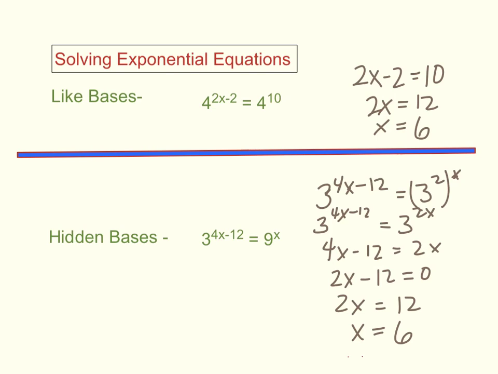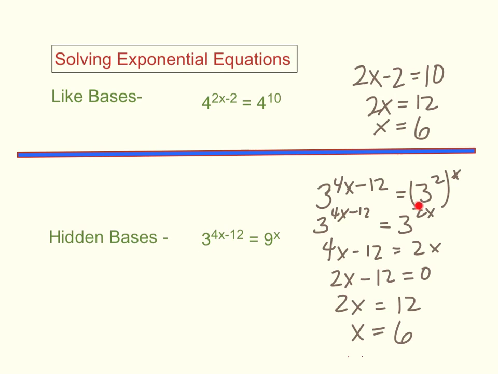First type are the type of exponential equations in which you have like bases. Here I have a base of 4, here I have a base of 4, and all I have to do is pull those exponents out and solve them separately. The second type is when the bases, and we're going to call them hidden bases, it's when this 9 is actually a power of 3.